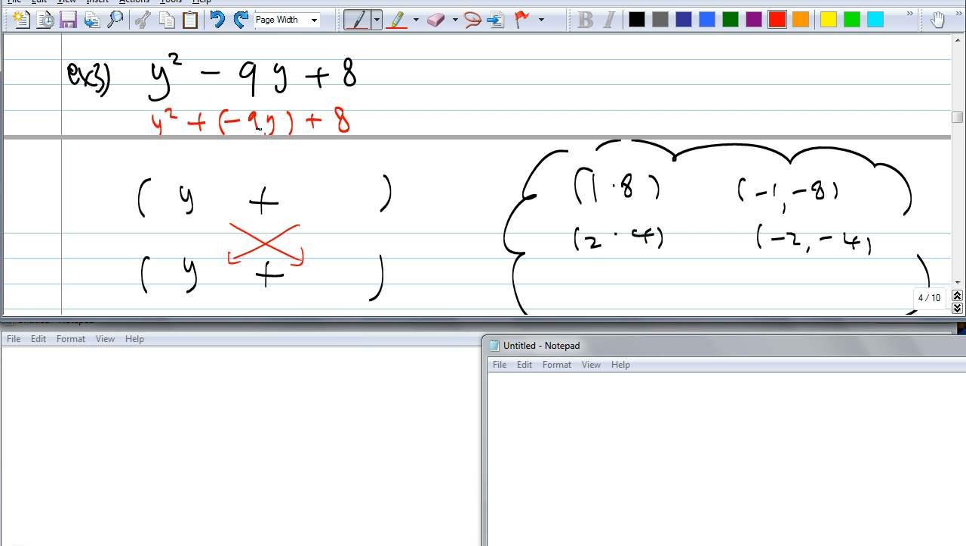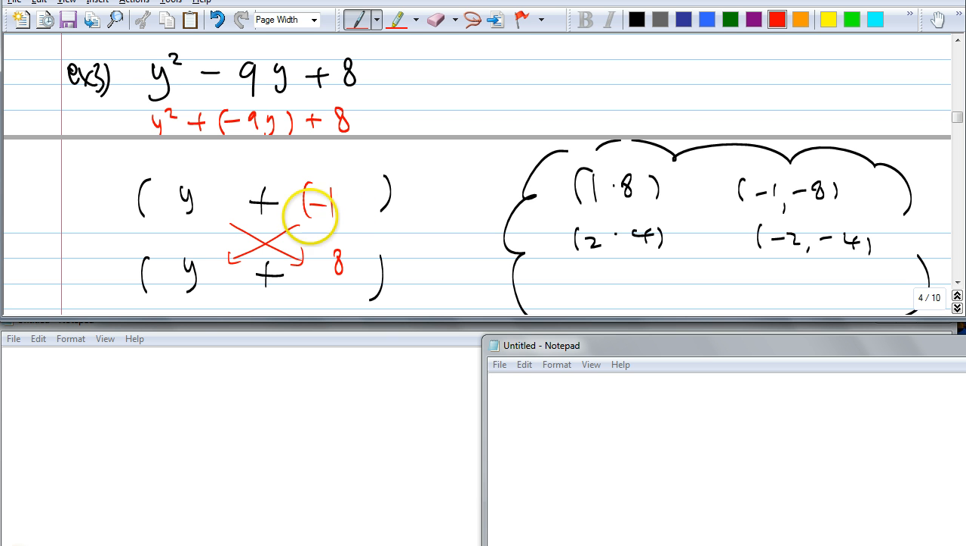How about Song? What do you think? 1 and 8. Okay, let's plug in 1 and 8. Song, what's y times 8? Let's check and see whether we get negative 9y, okay? What's y times 8, Song? 8y. What's y times 1? So when you add them together, do you get negative 9y? Uh-oh, so this doesn't work, does it? Do you want to change your answer?